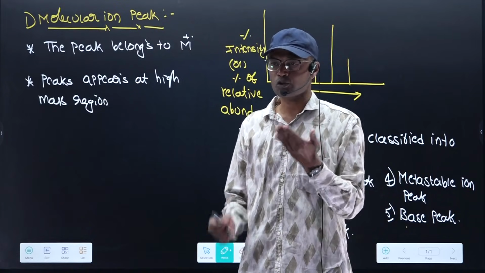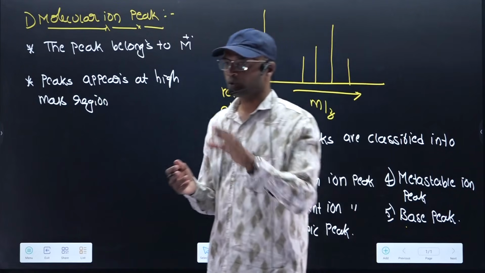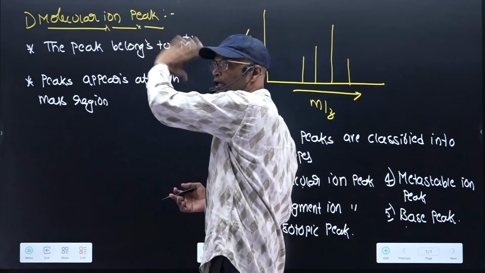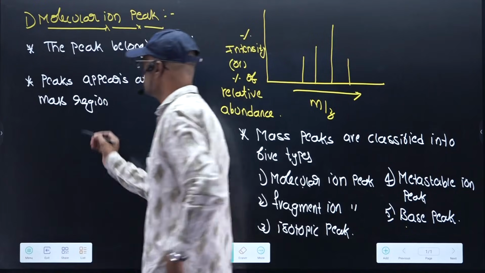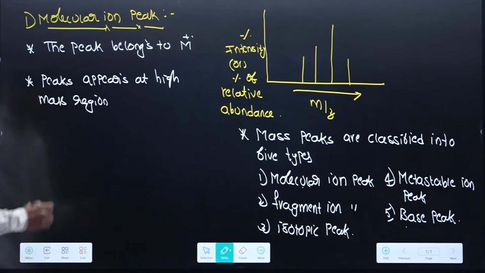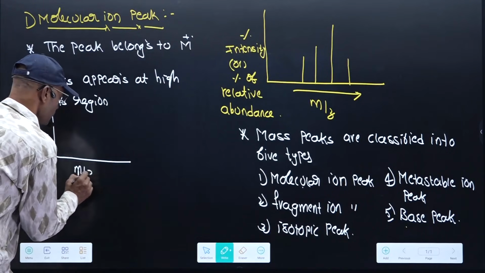When one electron is removed from a molecule, that is responsible for giving the molecular ion. That molecular ion is responsible for giving one molecular ion peak. So what information may you expect from that molecular ion peak? The peak that appears at the high mass region is called the molecular ion peak. Here, this axis is percentage and this is the m/z value.